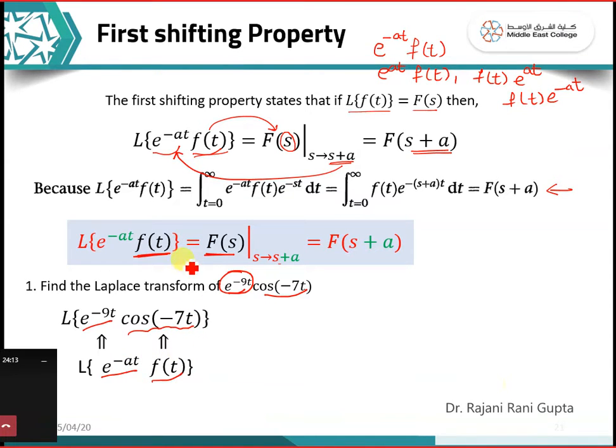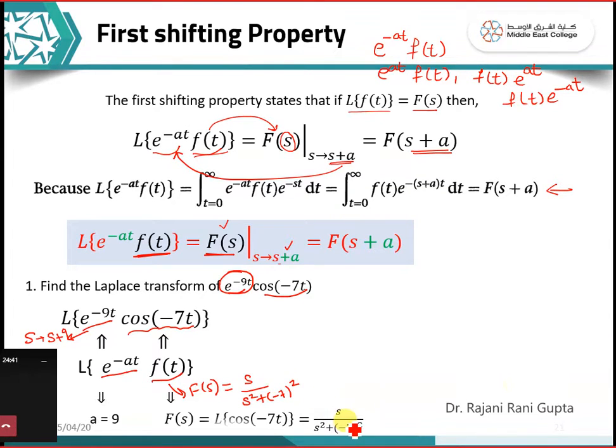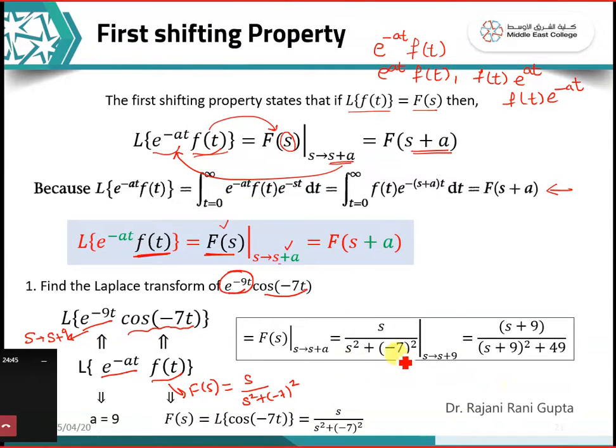After we get these two things, we have to get f of s and the value of s which will replace. So e power 9t gives you s goes to s, now it is minus, it becomes plus 9. This gives you f of s. So what is the f of s for this? Cos of minus 7t gives you s over s square plus minus 7 power 2, which is basically this. Now put it in the formula. So this will give you this.